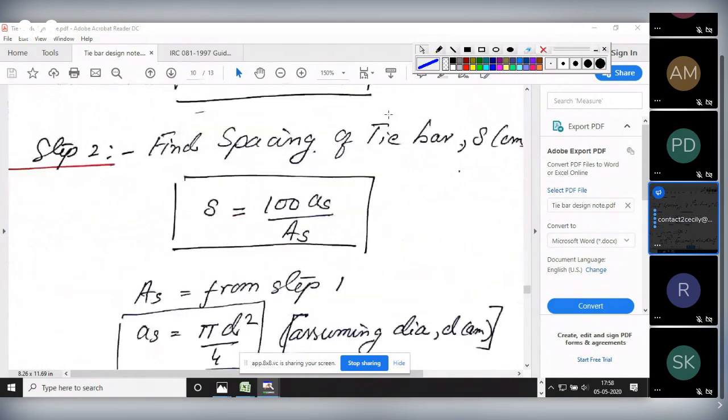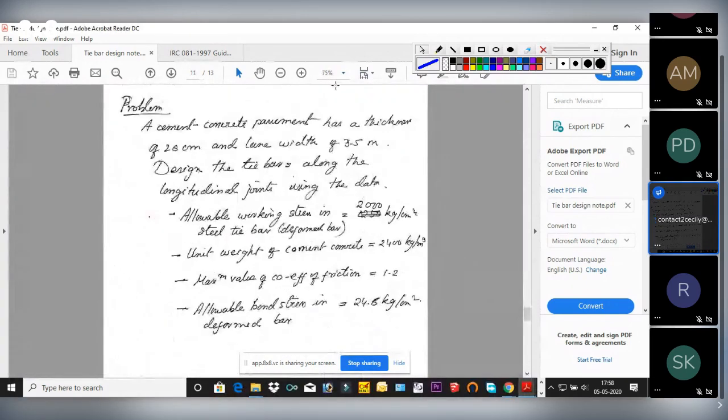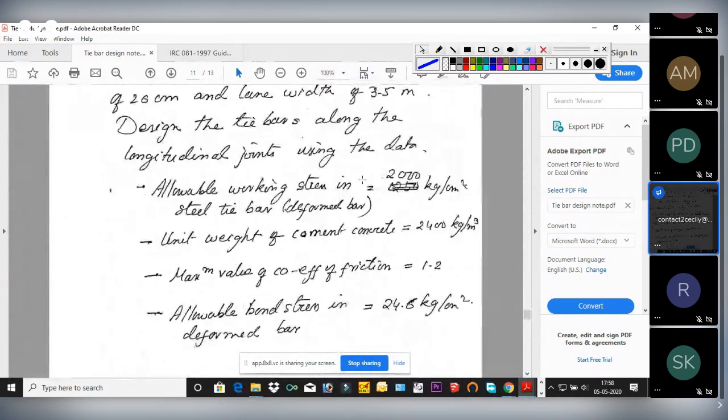So here in the question they have given two cases. The allowable working stress, this means the tensile stress in the steel tie bar. For deformed bar they have already provided 2000 kg per centimeter square. If they have not provided, then we have to assume: for deformed it is 2000, and for plain it is 1250.